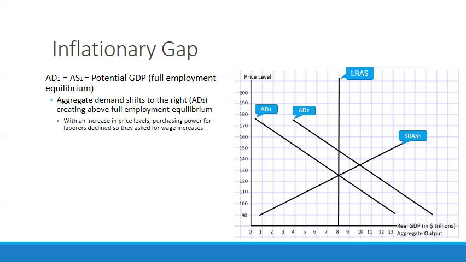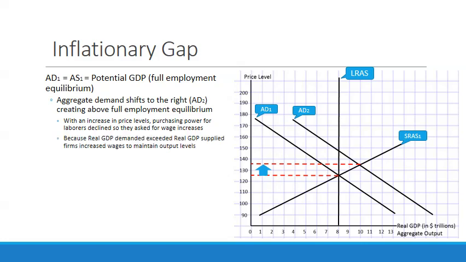So with the increase in price level, purchasing power for laborers declines. So they ask for wage increases. So you can see here how price levels have increased. So there's that gap. You can see the gap that's created, that triangle there, that would be your inflationary gap. So we have an increase in price levels. So because real GDP demanded exceeded real GDP supplied, firms increased wages to maintain output levels. So in order for them to produce more goods, they have to increase their cost of production by paying their workers more money. So you can see here it goes from 8 to 10 trillion in terms of aggregate output.